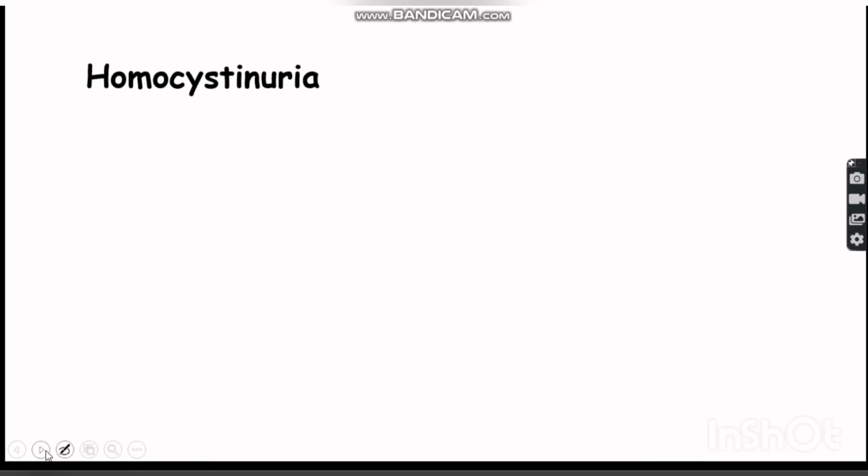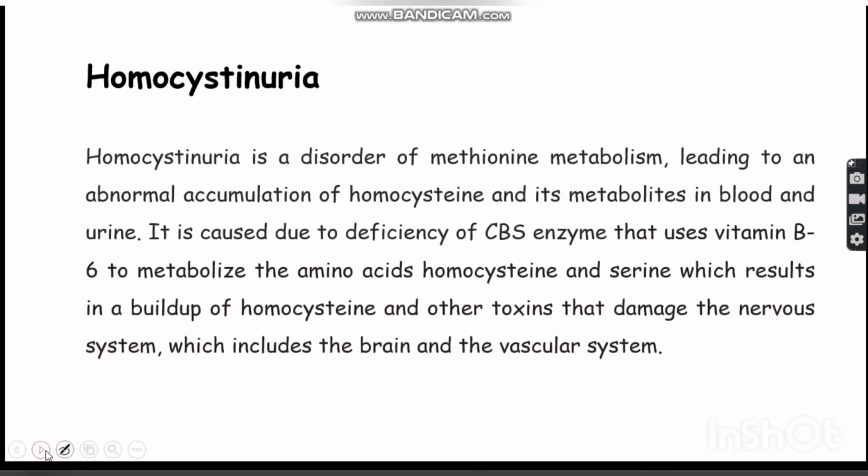So what is homocystinuria? As I have told you, homocystinuria is a disorder of methionine metabolism leading to an abnormal accumulation of homocysteine and its metabolites in both blood and urine. Okay, it is caused due to deficiency of the cystathionine beta synthase enzyme, which requires vitamin B6 to metabolize the amino acid homocysteine and serine, which results in the buildup of homocysteine and other toxins that damage the nervous system, which includes the brain, as well as the vascular system.